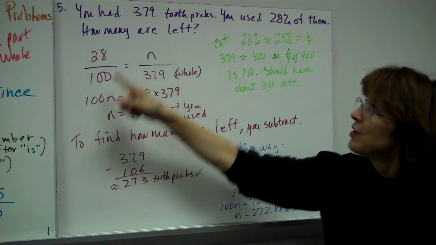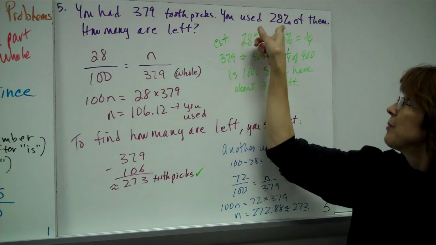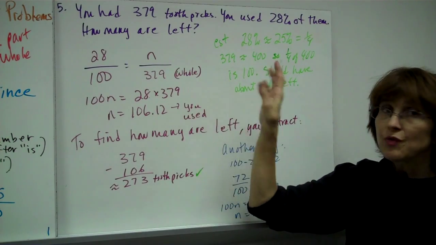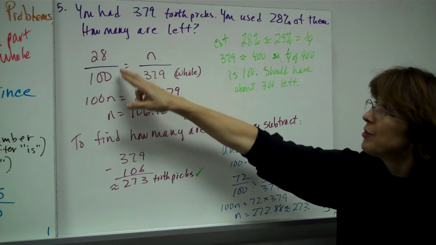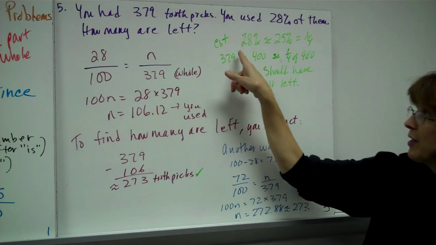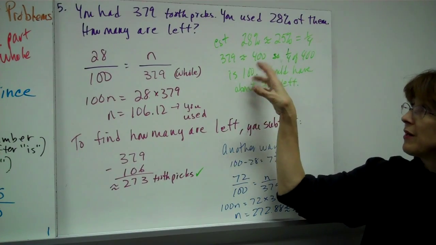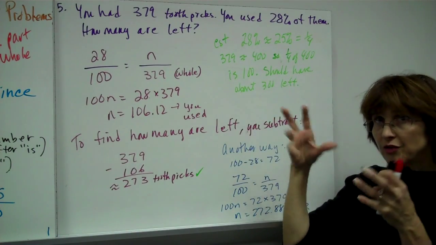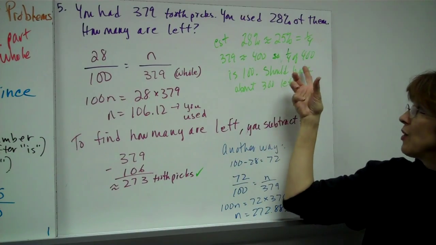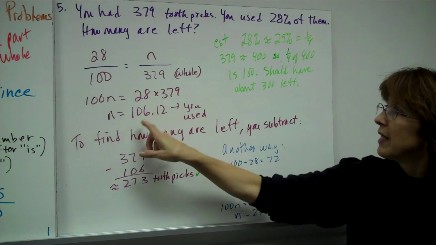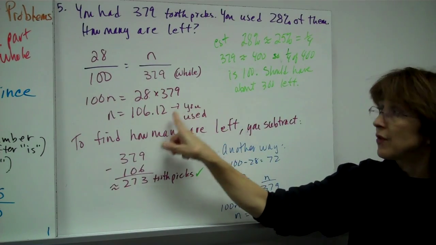Okay, suppose you had 379 toothpicks. You used 28% of them. How many are left? We did this using the tape diagrams. So let's see if we can do it with the percent. We've got 28%, 28 over 100. We can estimate, of course, that 28 is about 25%, which is about a fourth. So 379 is about 400. You just kind of use round numbers here to get an idea. 1/4 of 400 is obviously 100. Okay, when we do our cross products, we get 106. So that's exact. So that's how much we used.